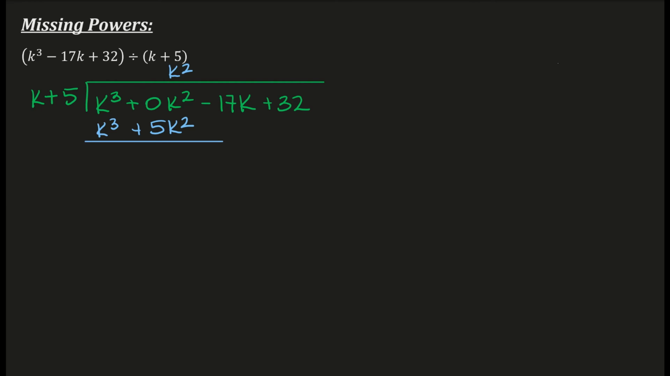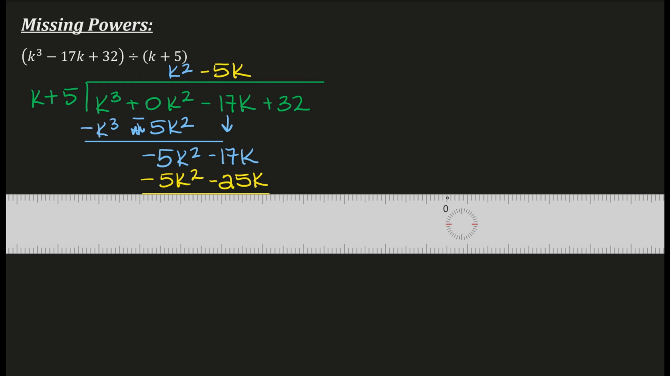So now I'll draw my line and I'll change my signs. So I'll make this a negative and this here a negative. So my k to the thirds go away. 0 minus 5k squared is negative 5k squared, and I'll bring down the negative 17k. So here I'll say, what do I multiply k by to get negative 5k squared? And that is negative 5k. And then positive 5 times negative 5k is negative 25k.